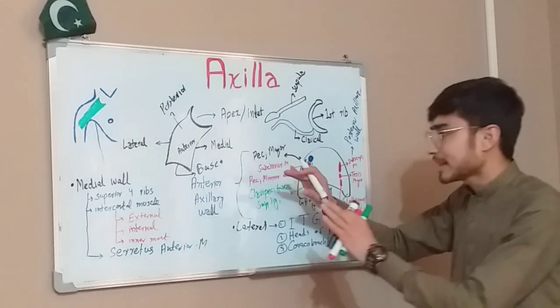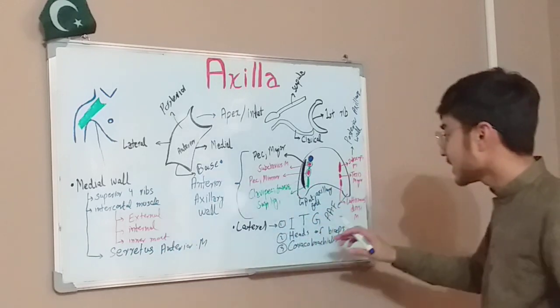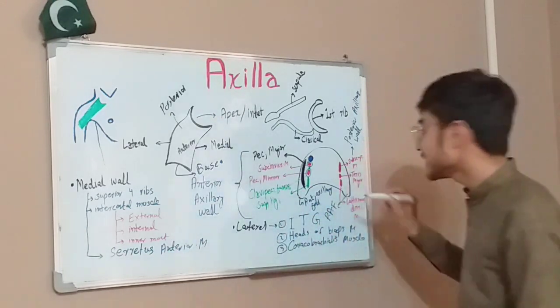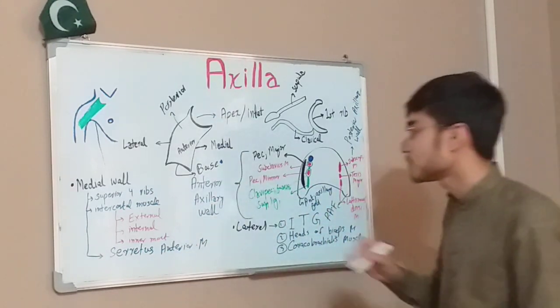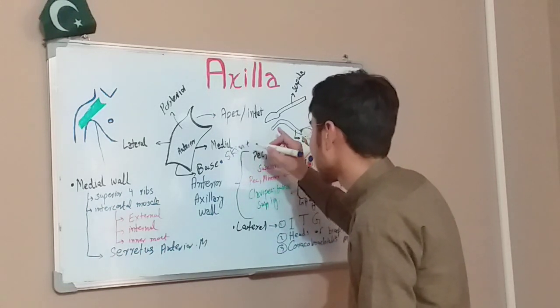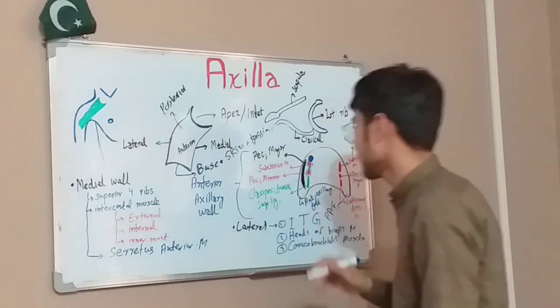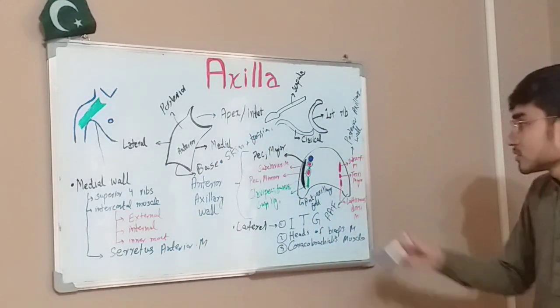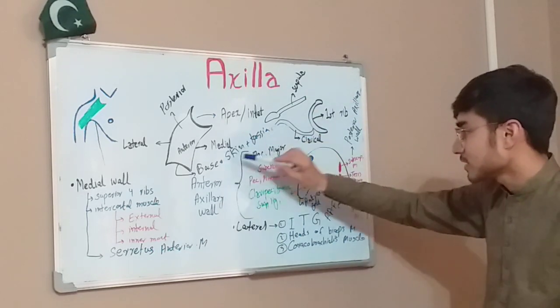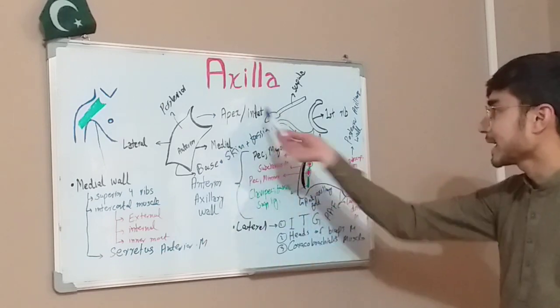Actually, the main component of the base is what? The skin that is stretching between the anterior and the posterior axillary fold, right? And the second one, we have the fascia, right? So the skin and the fascia are forming the base of the axilla, actually.